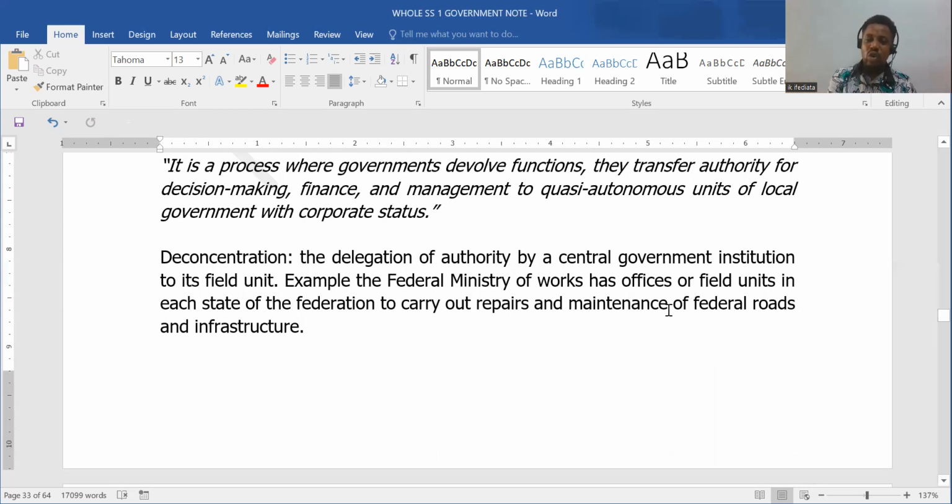For example, the Ministry of Works can give authority to or delegate power to its branches in the different states to get some jobs done. They are not an independent body. It's still the same Ministry of Works. Unlike in devolution, where the power is given to a lower body, but something different from the central body. And they are given the right to make laws that suit their environment.